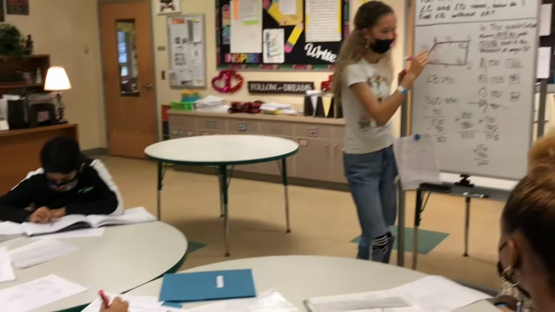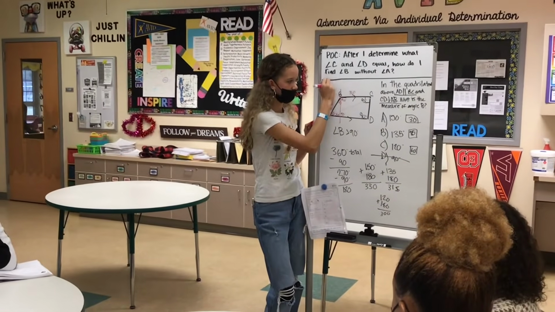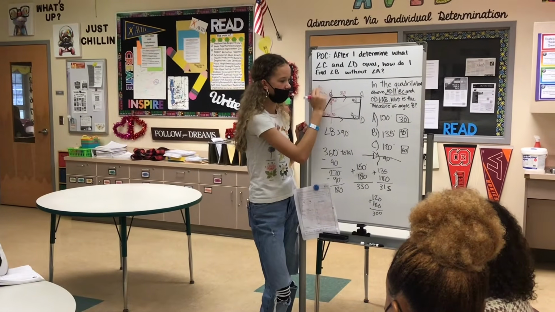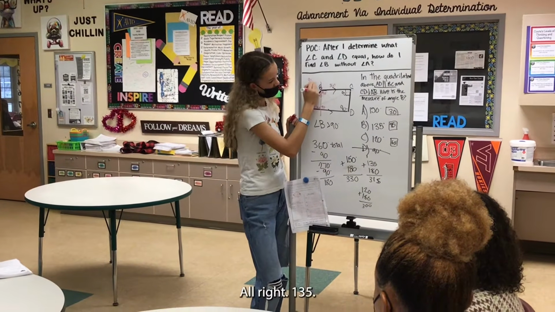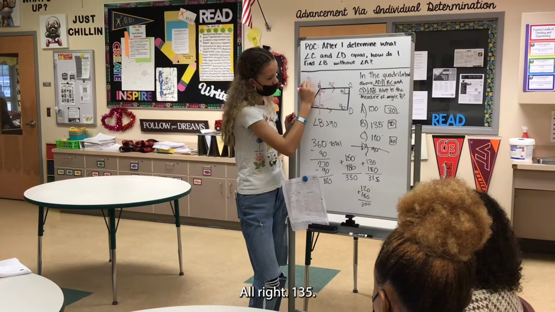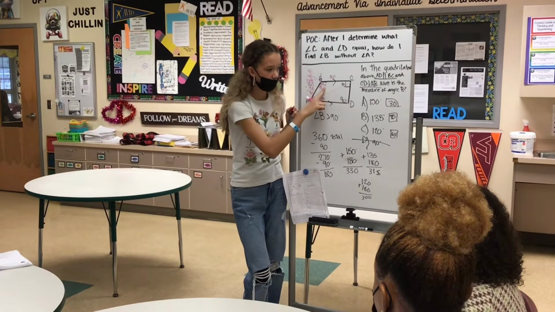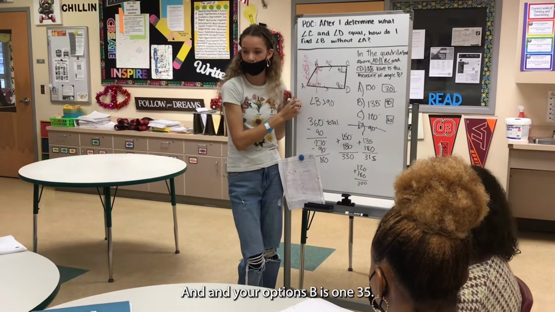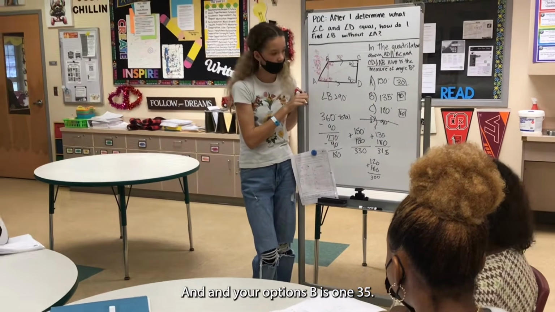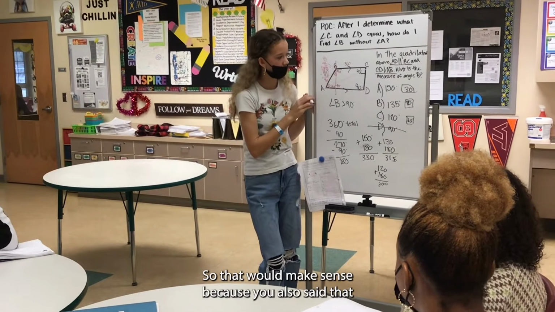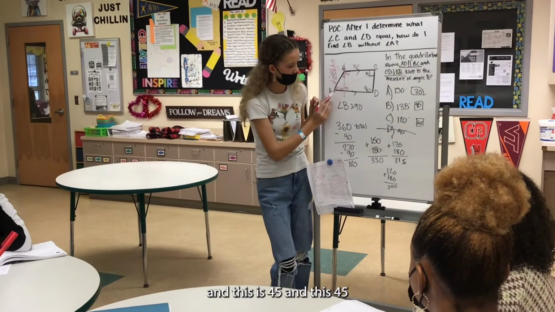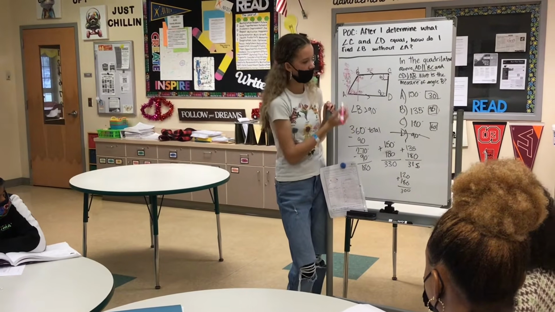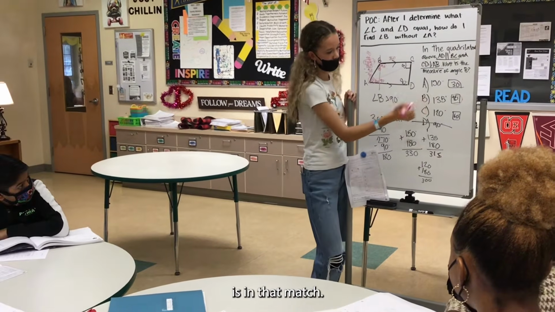And then could we do 90 plus the 45? That gives us 135 for angle B. Well, in your options, B is 135. So that would make sense because you also said this is 45 and this is 45. This and that matches B. So I think B.